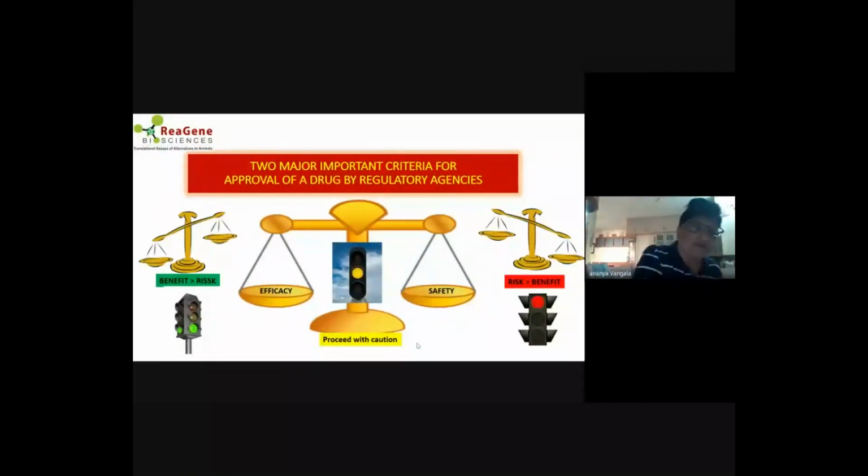On the other side, the left side, you say green light, where the benefit is much higher compared to the risk or safety issues. In such cases, you actually take these drugs into the market. So basically, you need to find a balance between efficacy and safety. That is what the entire drug discovery and development process boils down to. Whether a drug biologically works or not is not the issue. It has to be safe enough, but work very well for the patient.